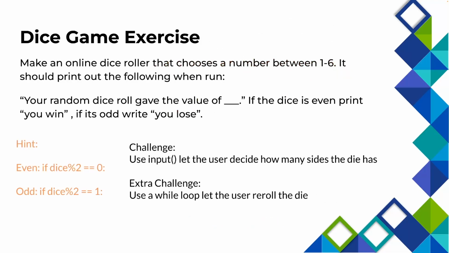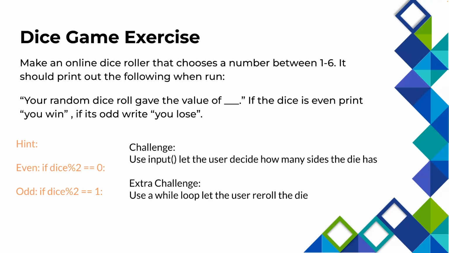Let's do a quick exercise. This is going to be the dice game exercise. We are going to make an online dice roller that chooses a number between 1 and 6. It should print out the following when run, which is: your random dice roll gave the value of, and then the number or the value. If the dice is even, so that'd be 2, 4, and 6, print out you win. And if it's odd, print out you lose.